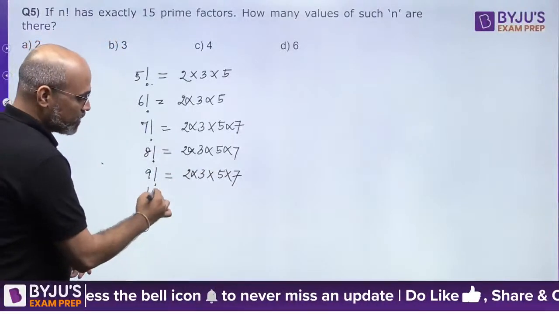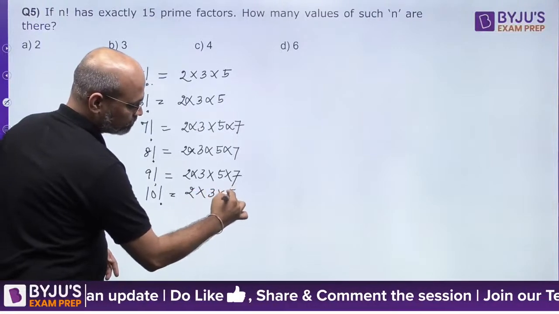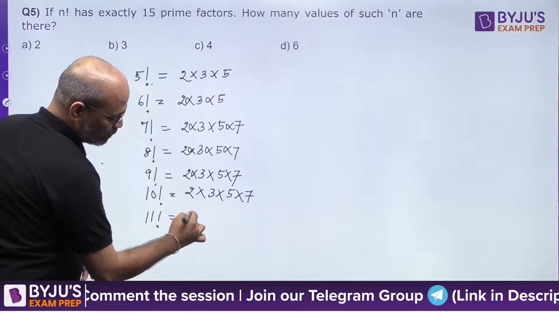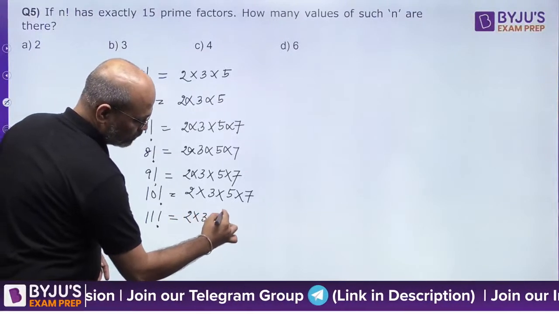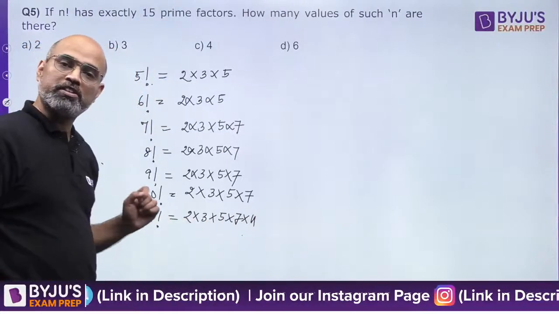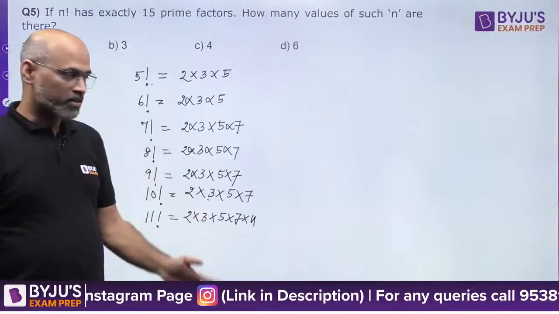So 10 factorial will still have 2, 3, 5, 7. But the moment I move to 11 factorial, you will have 2 into 3 into 5 into 7 into 11, because 11 was so far not there. 10 was 2 into 5, 9 was 3 into 3, right?